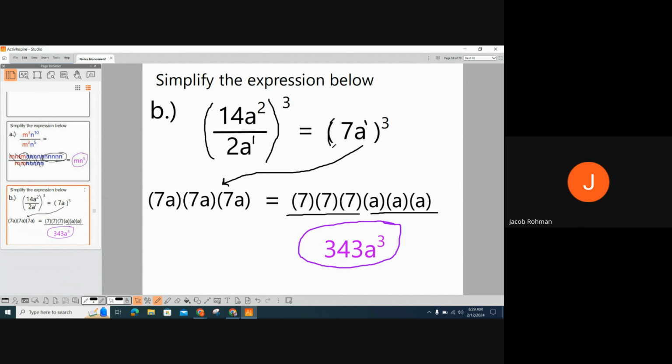Now, remember, everything is still inside the parentheses, and it's to the third power. So we've got to keep that power of 3 on the outside. Now, from there, I'm showing you the expanded version down here, where we've got 7 times a times 7 times a times 7 times a. And I'm just rewriting those over here to the right, putting all the 7 coefficients together and putting all the a factors together. 7 times 7 times 7 is 343. And then a times a times a is a to the third power.